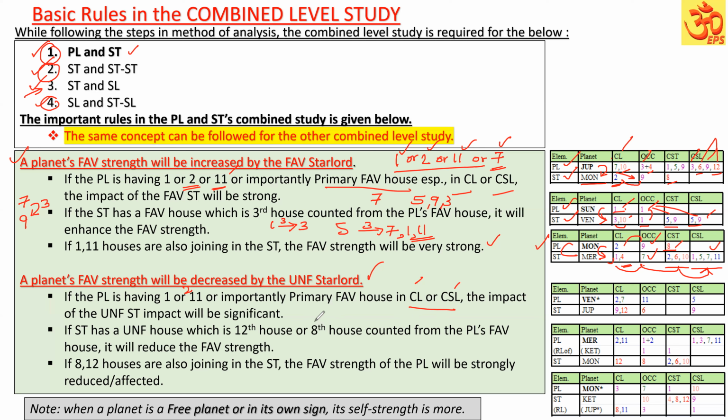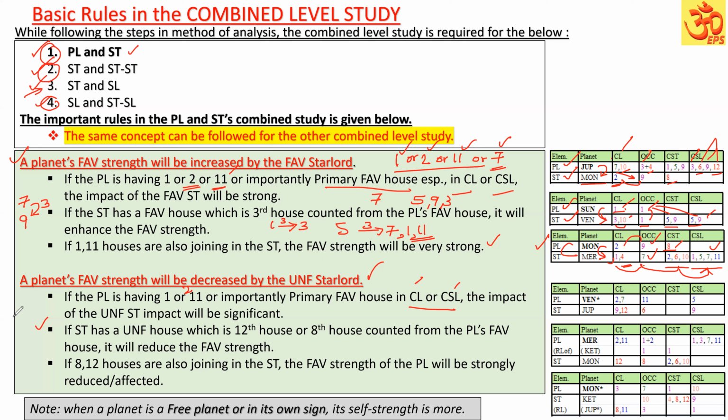Based on the unfavorable star lord signification, the impact level will be there. Okay. Now, suppose the star lord is having an unfavorable house, which is the 12th house or 8th house counted from the planet's favorable house, it will reduce the favorable strength strongly. Here I was telling about the 3rd house from the planet's favorable house. It is going to increase the intensity.